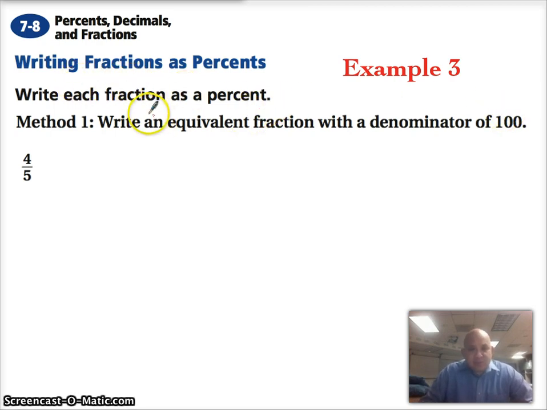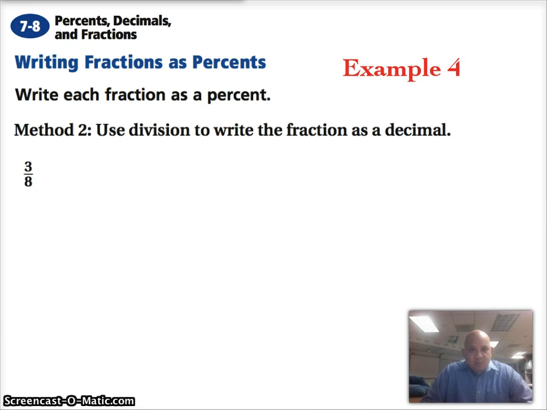Let's go ahead and take a look at now taking a fraction, writing each fraction as a percent. Here the first method is write an equivalent fraction with a denominator of 100. So 4/5, if I multiply 4/5 times 20 over 20, I know 5 times 20 is 100, so that's what I want, because percent is per 100. 4 times 20 is 80, so 80 per 100, 80%. That's how you do it with equivalent fractions.